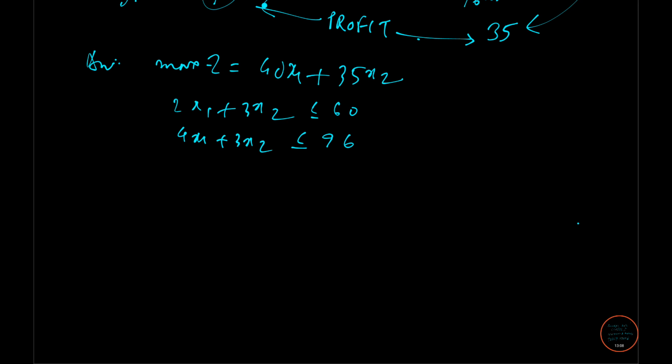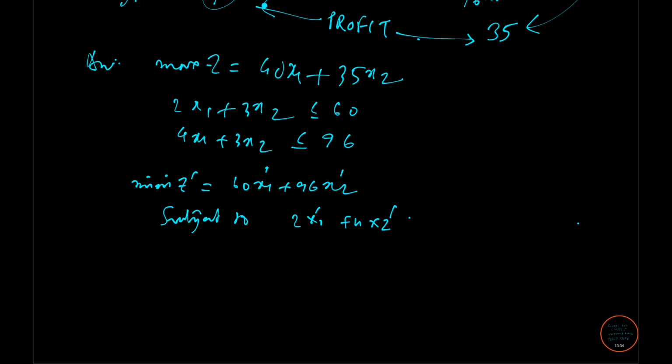Now if we form the dual over here, the dual will be: minimize Z star equals 60x1 plus 96x2, subject to 2x1' plus 4x2' greater than equal to 40, and 3x1' plus 3x2' greater than equal to 35. That's it.